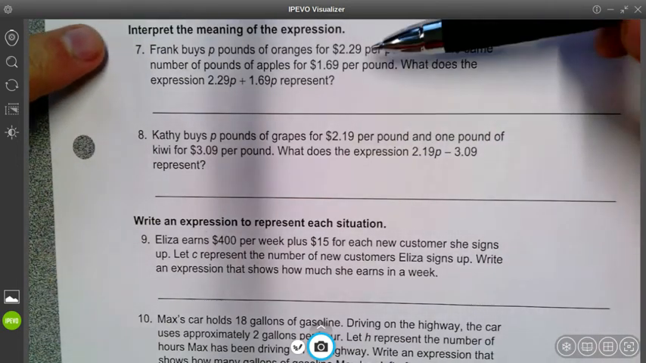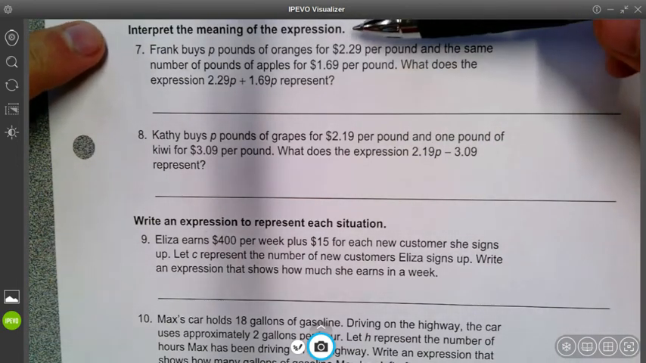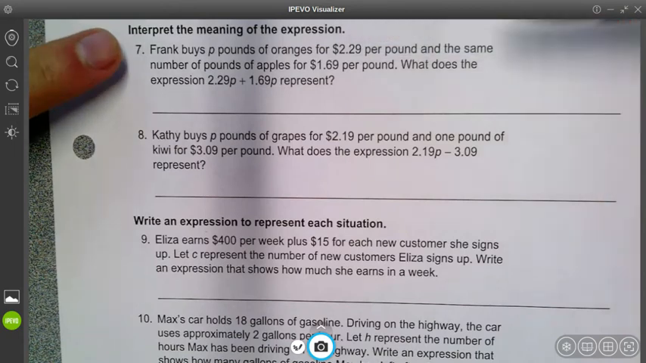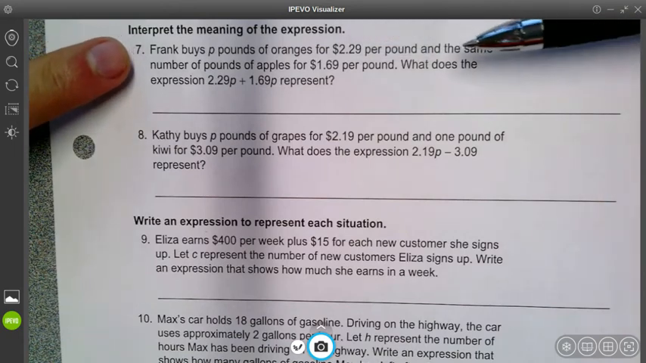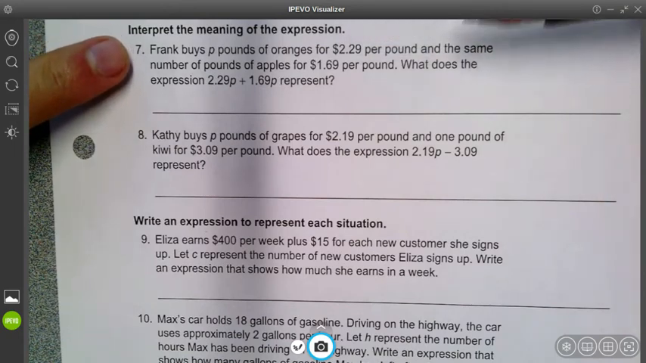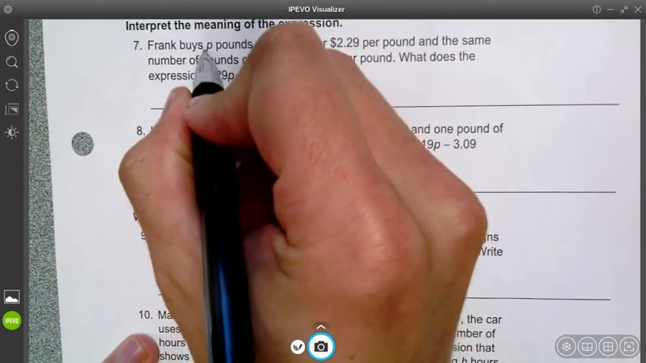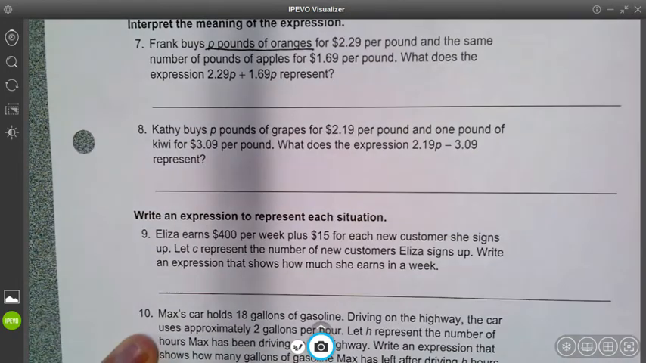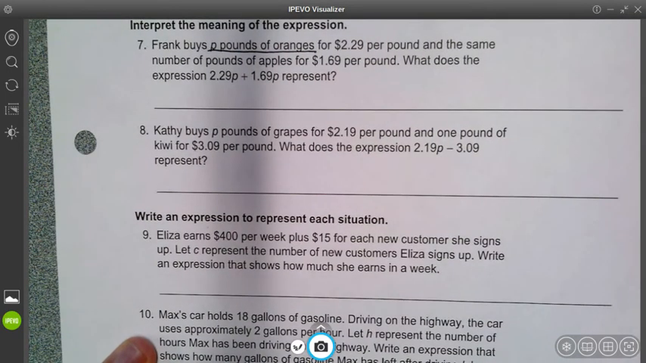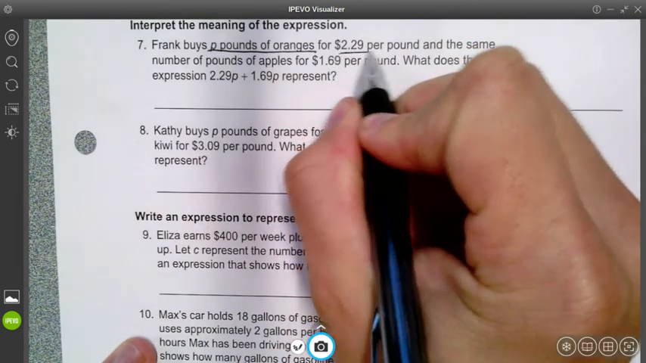What we're trying to do in 7 is just interpret the meaning of the expression. So let's read the problem first, and maybe we'll try and write the expression ourselves before we get there. Frank buys P pounds of oranges. So we have P represents pounds of oranges. We know that right now. It tells us that. But they were 2.29 per pound.